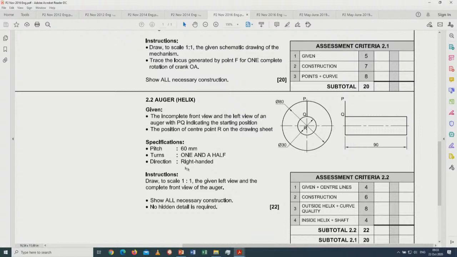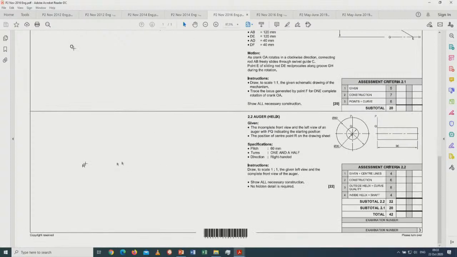Right, so again, read very carefully what the examiner is pointing out to you. That's the starting position, so that's point PQ, and we can start off on point R. So the examiner is helping us by orientation to say that is point R, I have to do the rest of this in this position.